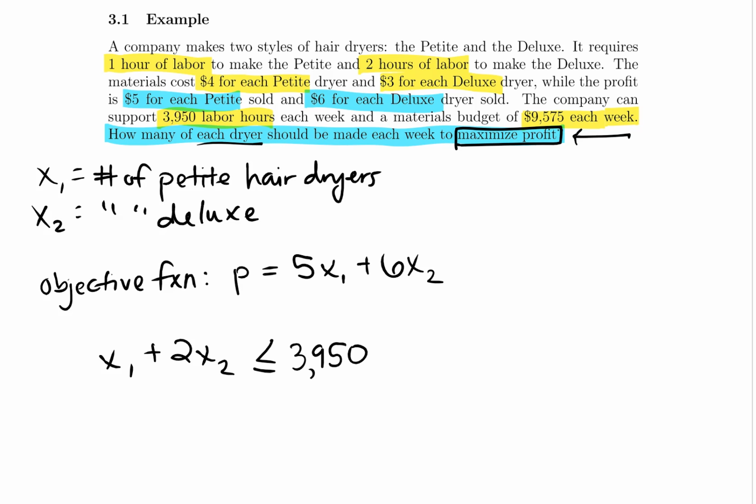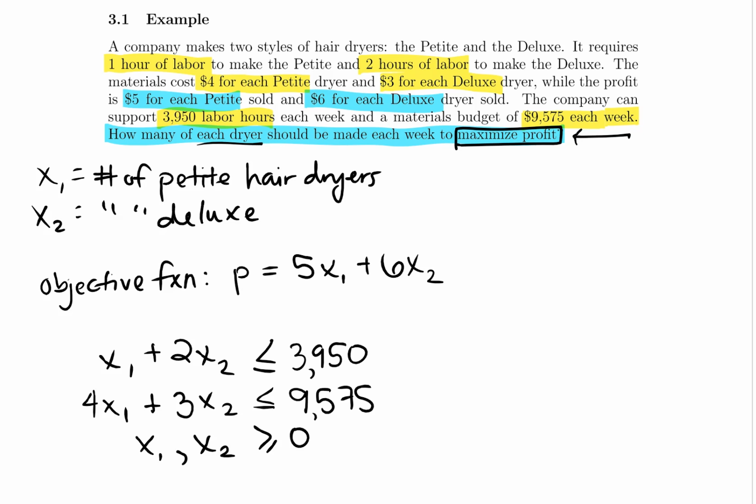The materials budget. It costs $4 for every petite hairdryer and $3 for every deluxe hairdryer. And so our total budget for materials must be no more than $9,575 per week. So these are our constraints. We have 2 more constraints that we need to add as well. Those are what we call the non-negative constraints. So the number of hair dryers has to be bigger than or equal to 0. So x1 has to be bigger than or equal to 0, x2 has to be bigger than or equal to 0. They could equal 0, but we just can't have a negative, okay?